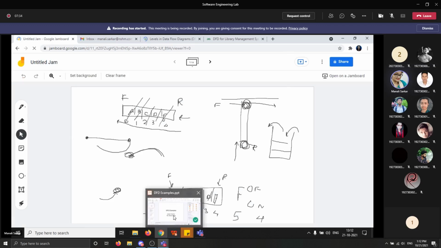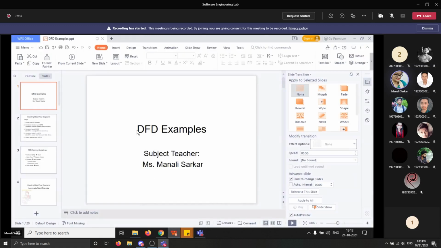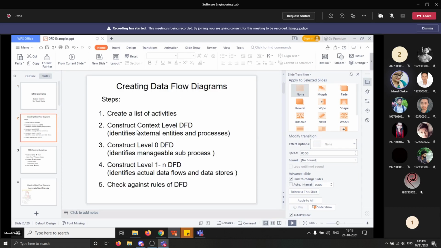So today we will be learning about DFDs, that is data flow diagram. In the first module, I said that I will be doing DFD in the lab. So what is DFD? DFD means data flow diagram. It is a diagrammatic representation, a graphical representation of a system, and it shows how input data is transformed to its corresponding output data through a hierarchy of DFDs.